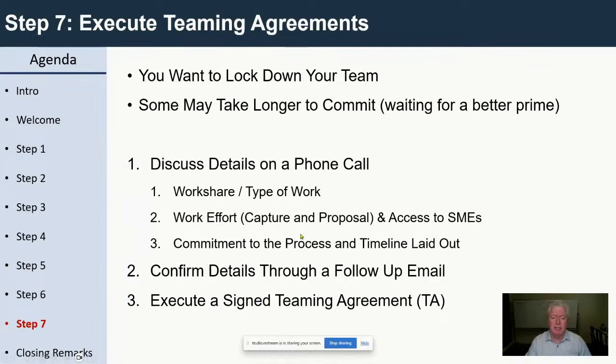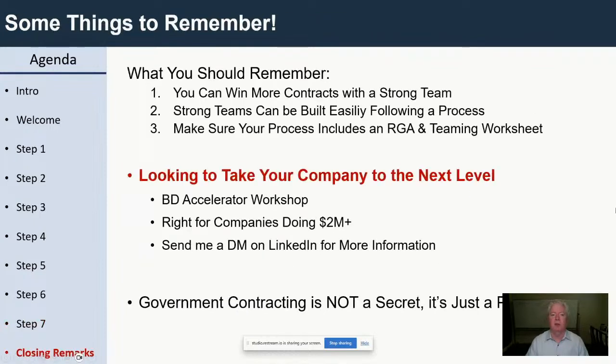One of the things that you can see here is at every given point, you want to confirm with them that they're going to be involved in the activity. One of the things that people sometimes miss is this idea of how hard are you going to be working on the opportunity. And you want to put that in the teaming agreement. You're going to be involved in writing this.